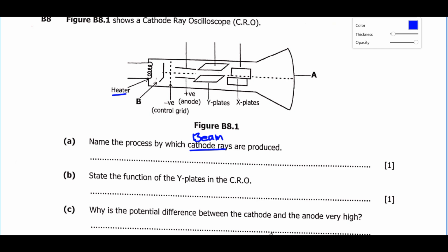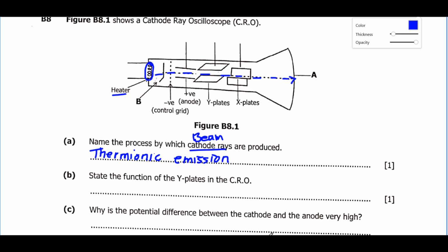So this heater must be heated to a very high temperature. Then the electrons will gain kinetic energy, and because of that, they will be ejected. They will move away from the heater, then move in this direction until they fall on the fluorescent screen. So the process is called thermionic emission. Thermionic, we have thermal, which simply means heat.